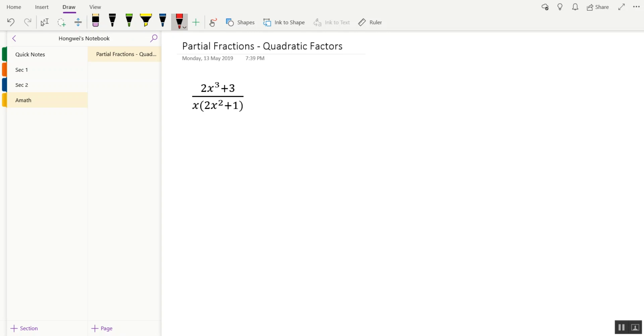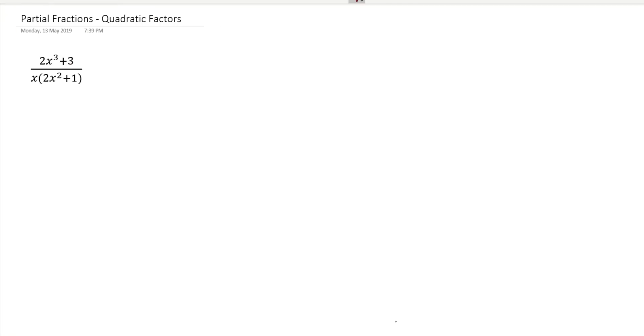Okay, today we are going to do a partial fraction with quadratic factors. This is one of the questions that many students struggle to get correct or accurate because of the tediousness of this question.